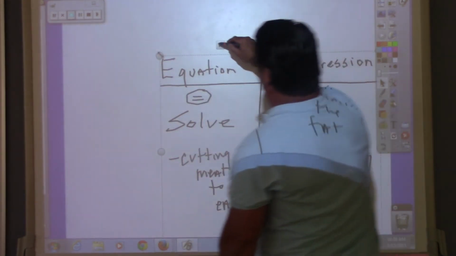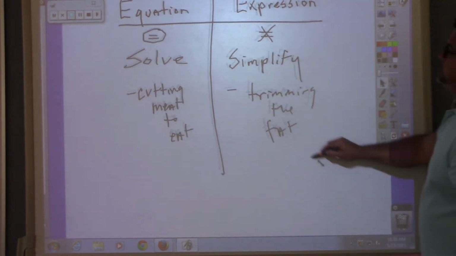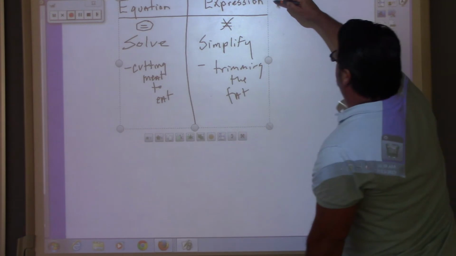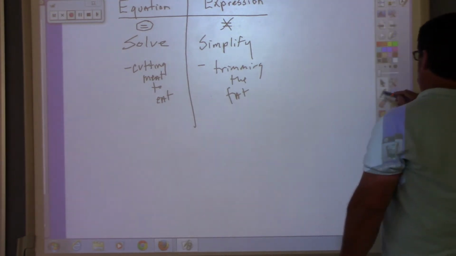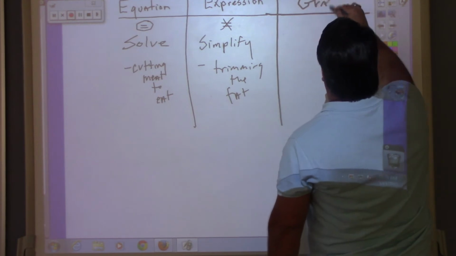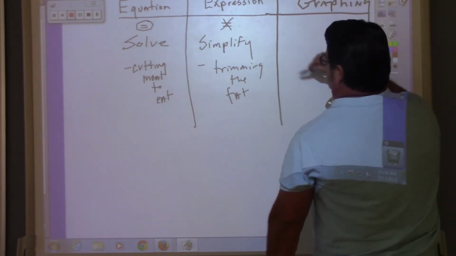There, now can I move you? There. I have a third. And do y'all know what the third thing is called? And it's totally different. Graphing. And that's totally different than these two.